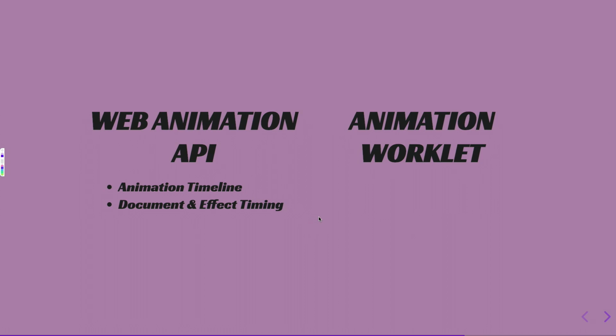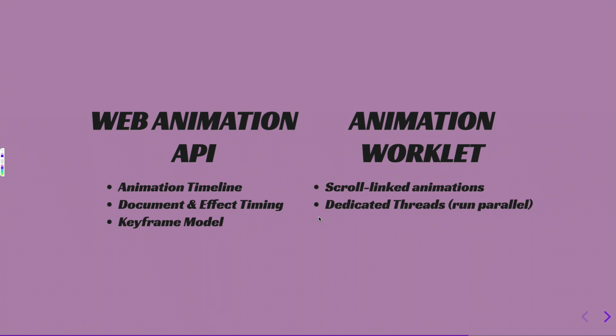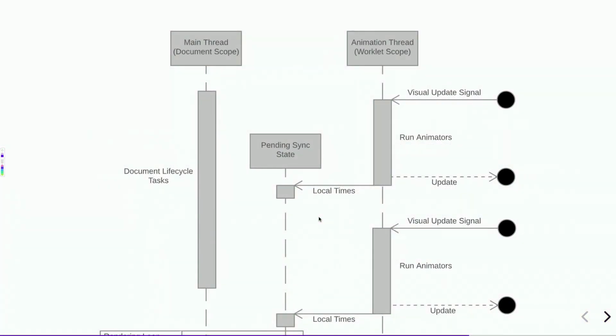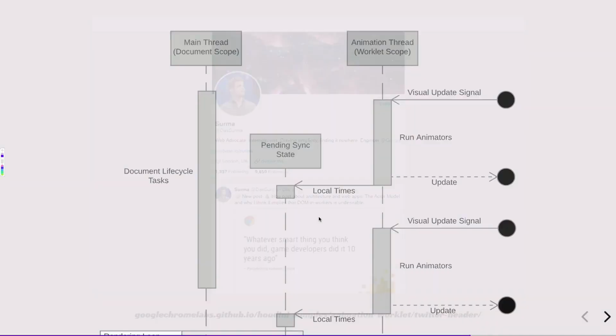There's document and effect timing because of that timeline, and a keyframe model, which if anyone has played with Flash, you're familiar with how keyframes work. We now have a keyframe model on the web. The animation worklet gives us scroll-linked animations, so as you scroll, you can apply animations that way from the browser, and also dedicated threads that run parallel to the main thread of your browser. And that's sort of the whole idea of having these as separate worklets, where you can pull them and update them when you need them, but they don't live in that thread, clogging up your other JavaScript, your other styling, things like that.